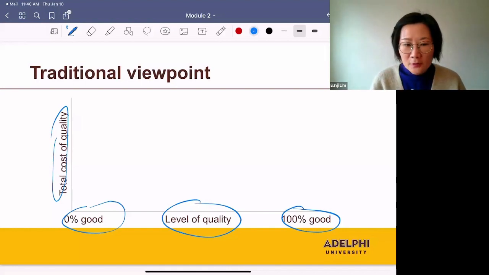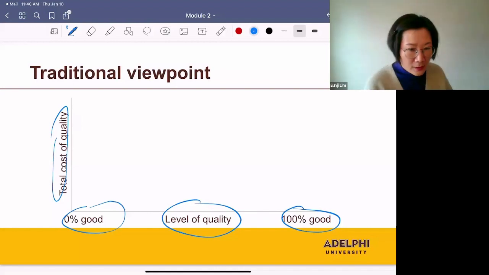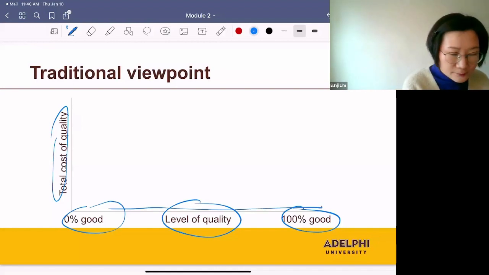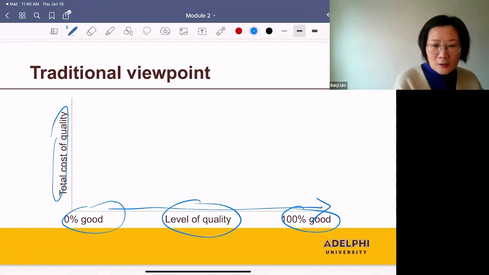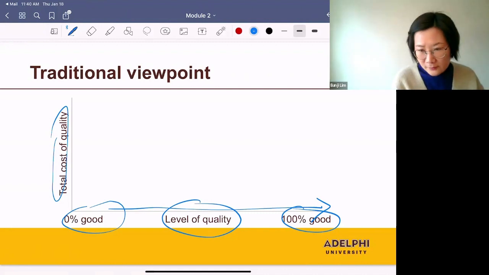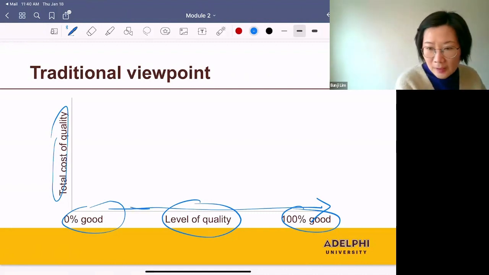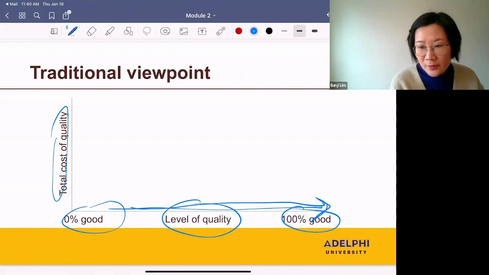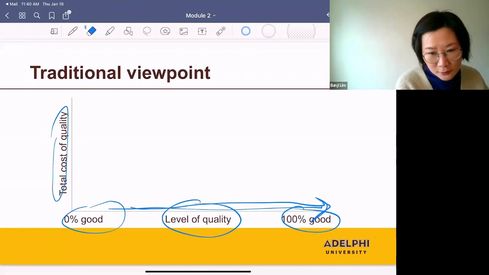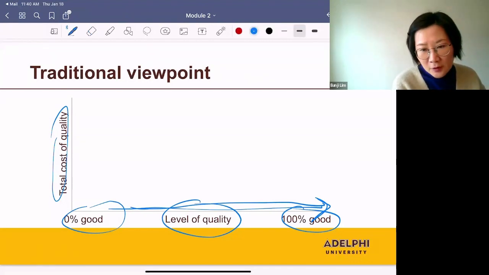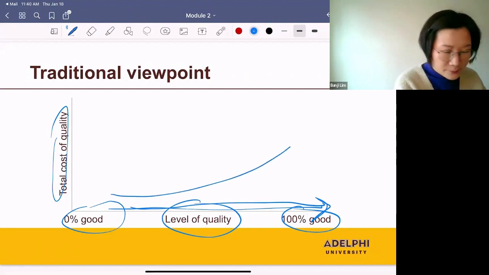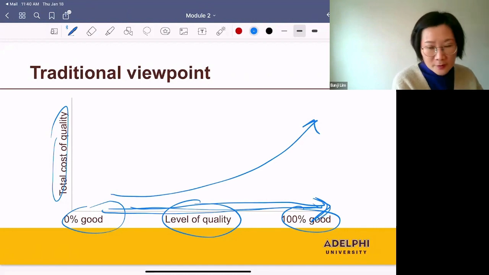So let's think about the cost of prevention. As the level of quality goes up, the cost of prevention goes up. How about the cost of appraisal? To achieve high quality, we need to spend more and more money in inspection. So the cost of appraisal goes up too. So the cost of prevention and the cost of appraisal go up as the level of quality goes from here to here.